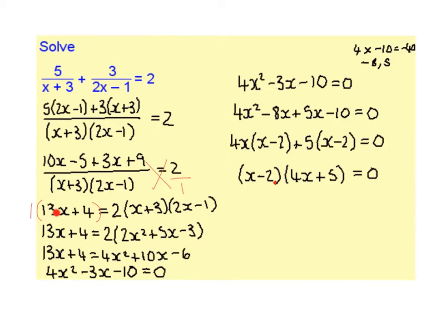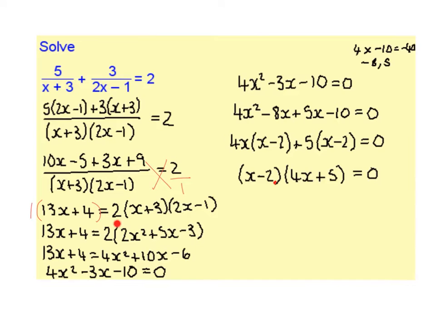Okay, so 1 times 13x is 13x, 1 times 4 is just 4. If I multiply out this, x by 2x is 2x squared. x by minus 1 is minus 1x. 3 by 2x is 6x. And 6x take away 1x is 5x. And 3 by minus 1 is minus 3. So I multiplied out these double brackets. I did binomial expansion to get this quadratic, 2x squared plus 5x minus 3.